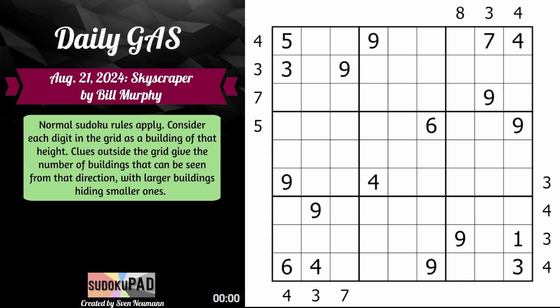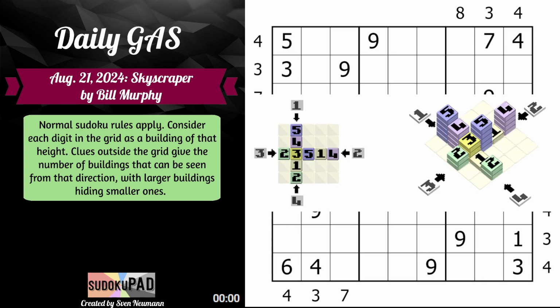Well, I could go over some lengthy explanation and try to tell you how to visualize this, but Bill has actually provided us a very nice visual, which I will show you here. If you take a look, we see two versions of the grid: a two-dimensional version, like our normal Sudoku grid, and a three-dimensional version of the grid. As we say on the left-hand side, each digit in the grid is a building of that height. So the fives in the grid are buildings of five heights, made up of five layers there. Four, four, and so on and so forth.